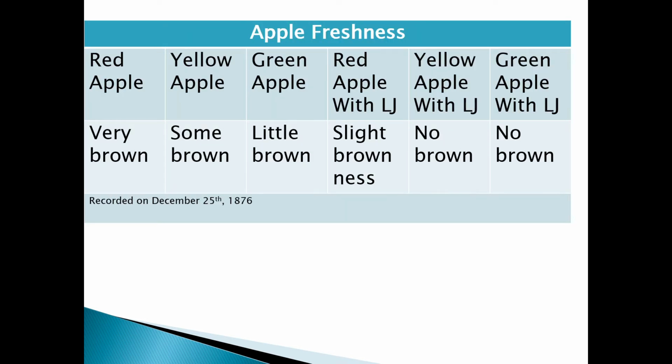Here you go. So the apple freshness: the red apple, yellow apple, green apple, then red apple with lemon juice, yellow apple with lemon juice, and green apple with lemon juice right up here. The red apple you saw very brown, yellow apple was some brown, green apple was a little brown. Slight brownness, no brown, no brown. And then you also have a date recorded, December 25th, 1876. So here's the thing. This is obviously a very basic chart. It's good, but you are going to record more descriptively than very brown or slight brownness.